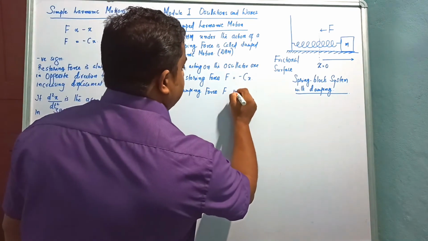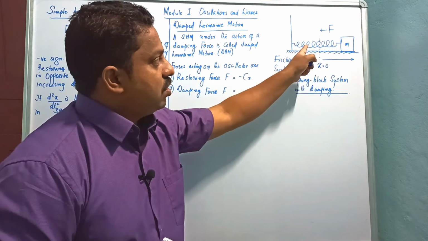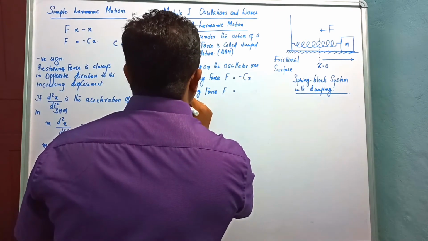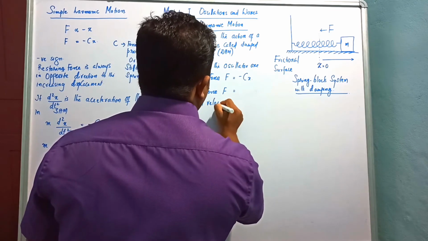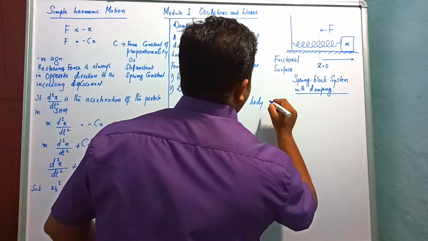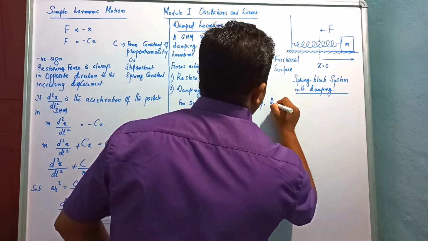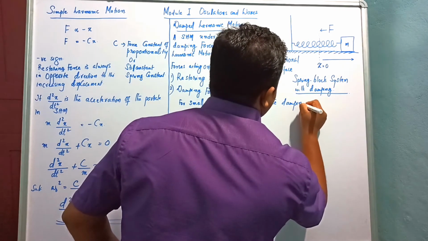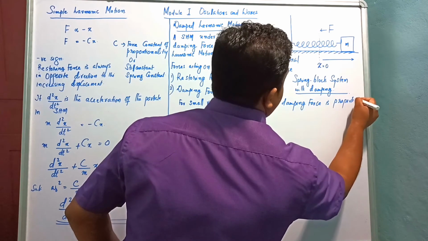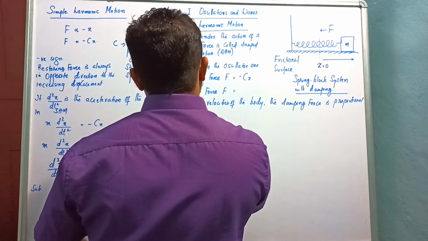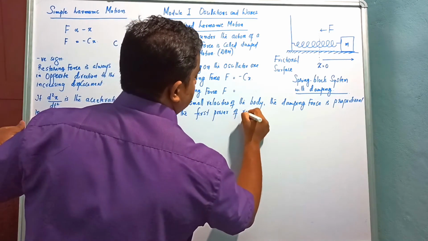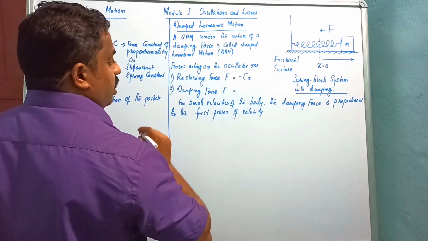It is assumed that for small velocities of the body, the damping force is proportional to the first power of velocity.